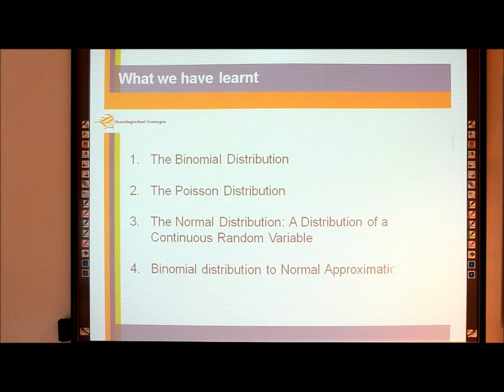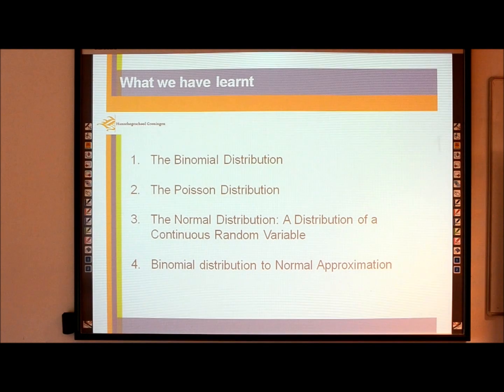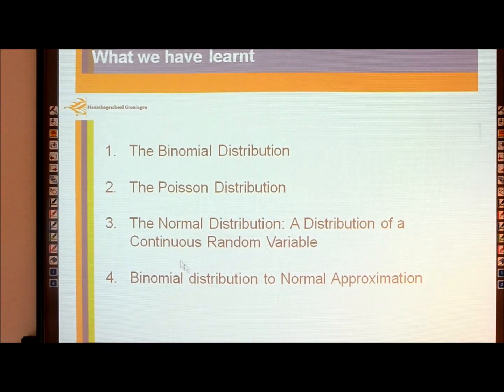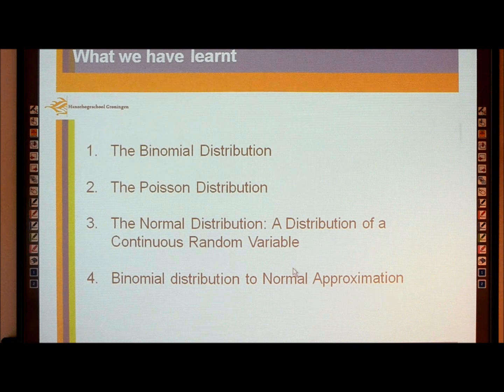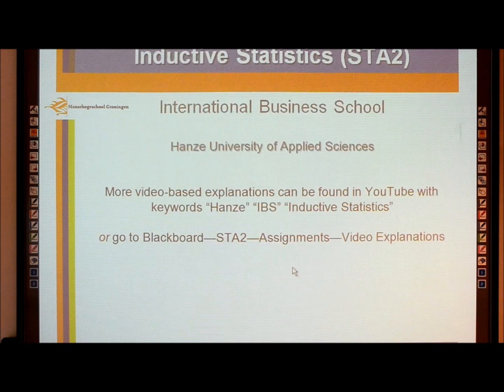This is what we have learned: the binomial distribution, the Poisson distribution, the normal distribution, and how to convert the binomial distribution into a normal approximation. And if you want more explanations for your assignments, you can go to YouTube and use the keywords to search: Hanze-IBS-Inductive statistics.